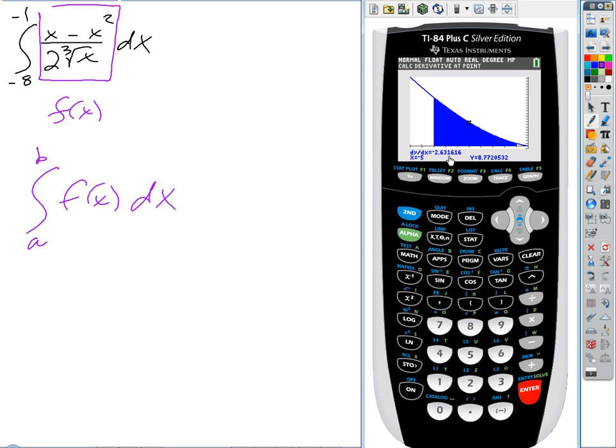Mine didn't give me the value. What does the value of the derivative mean again? The slope of the tangent line. Sorry, how did you do that? Okay, so one more time.